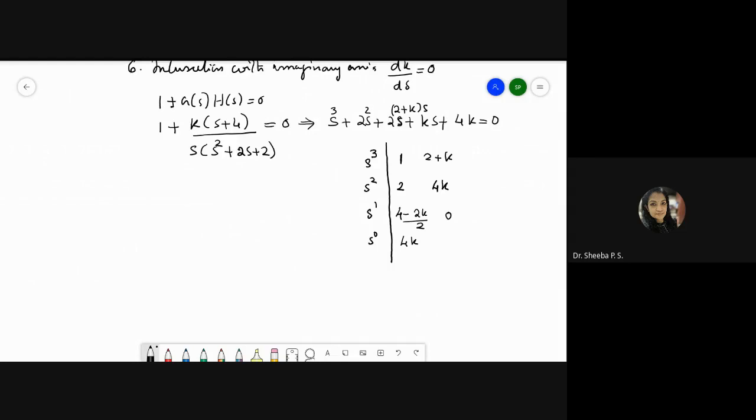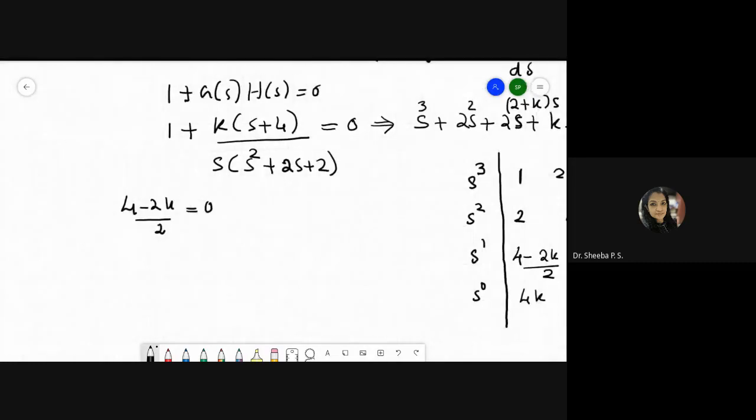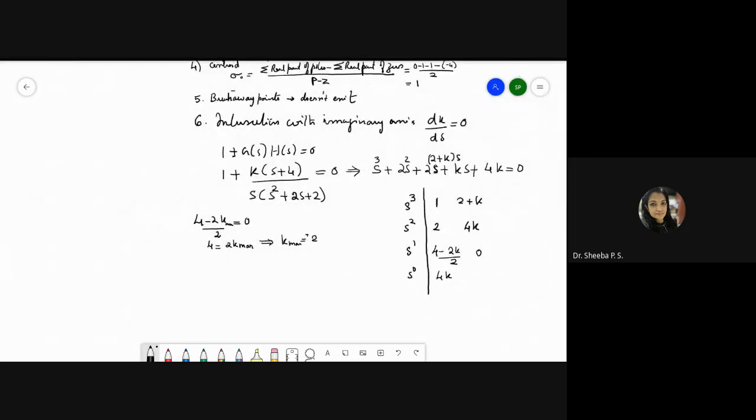So how will you do that? We can take 4 minus 2k by 2 and make it 0. So this k is actually k marginal. Okay, this k value is k marginal. So 4 is equal to 2k marginal. From this I can get the value of k marginal as 2. Okay, plus 2. Fine. Now the moment I get this k marginal value as plus 2, when I substitute it in this row, what happens? This row becomes 0. So that represents a marginally stable system.